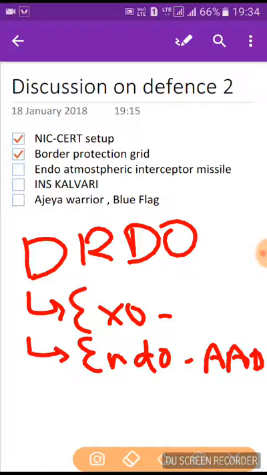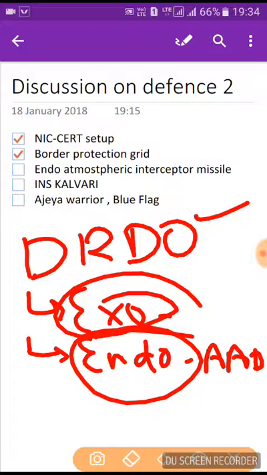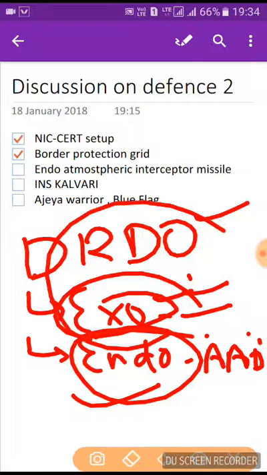The first point is that it is developed by DRDO. India has developed exo and endo. Exo is called the Prithvi missile system and is capable of 50 to 80 kilometer, and endo is the Advanced Area Defense interceptor missile, with a capability of 30 kilometer. Okay, this is all about the endo atmospheric interceptor missile.